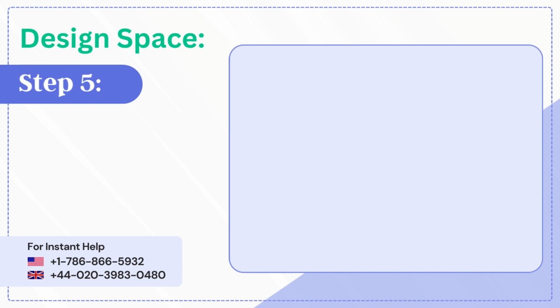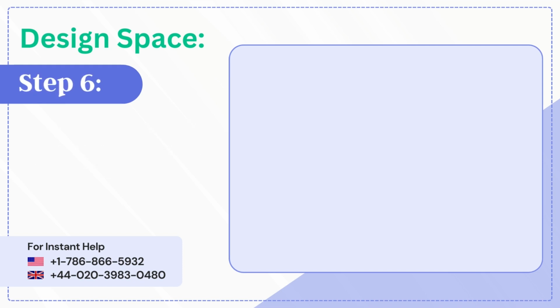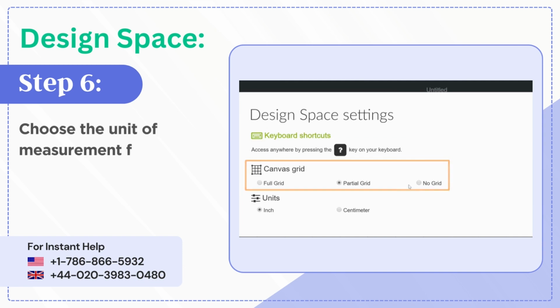Step 5. You can change the grid display from the canvas grid options. Step 6. Choose the unit of measurement from the units options.